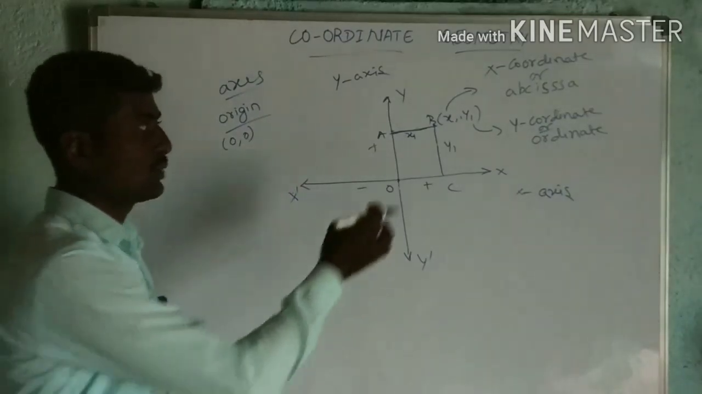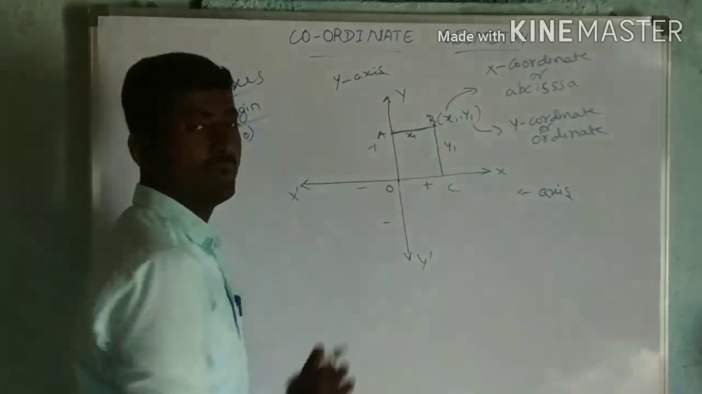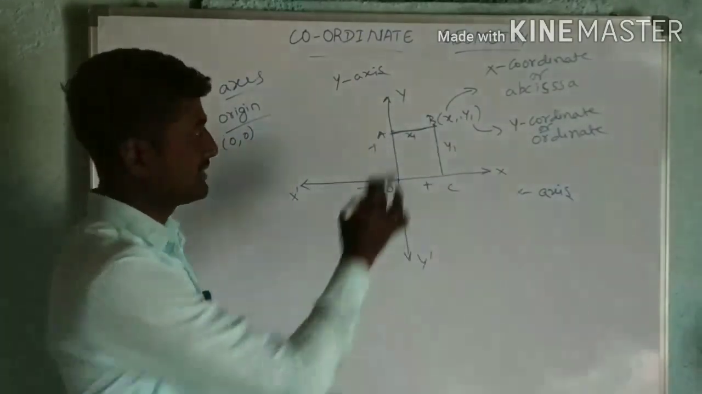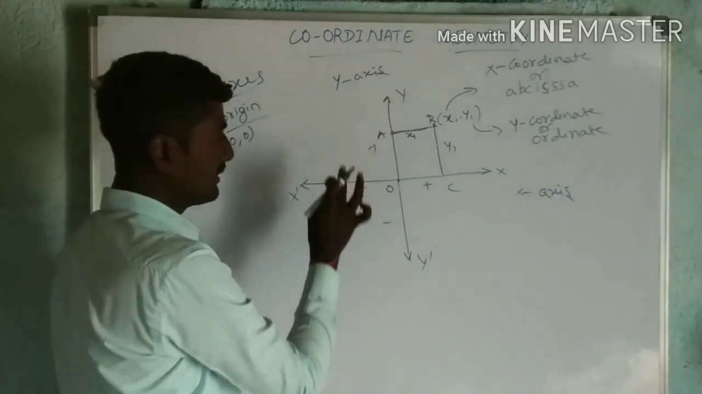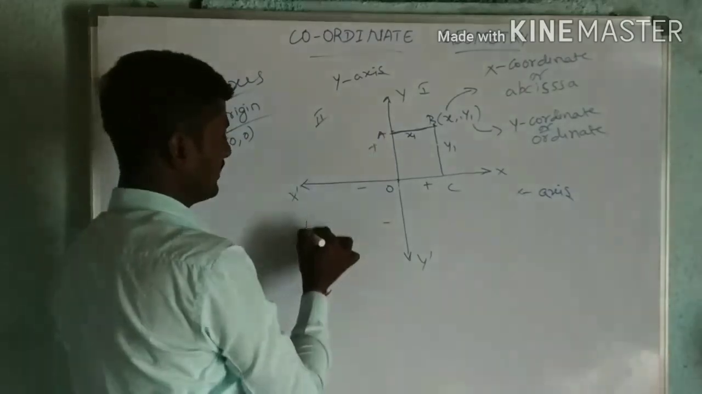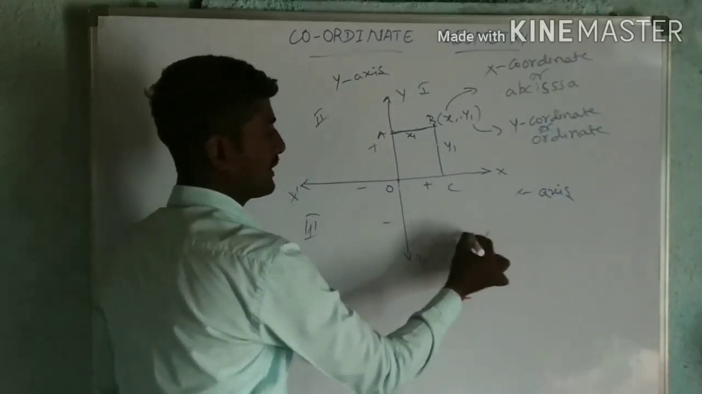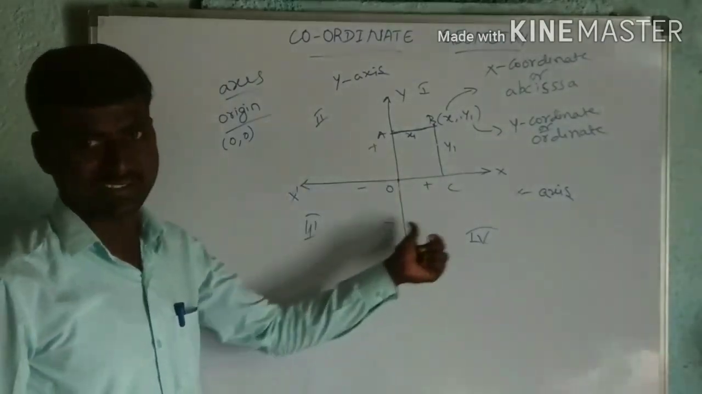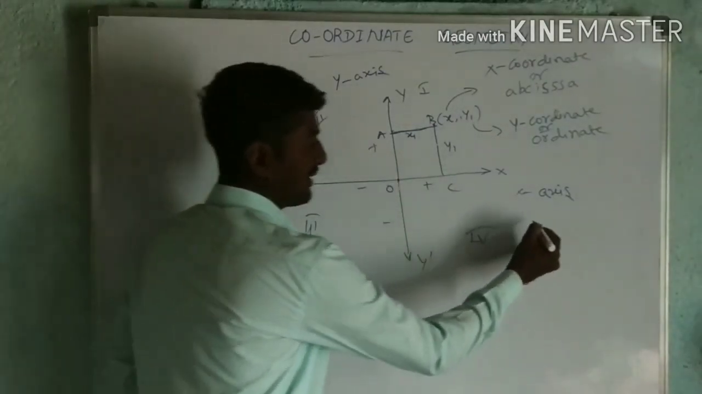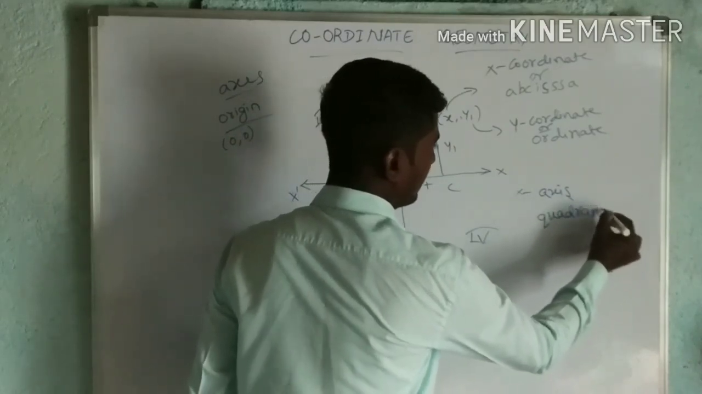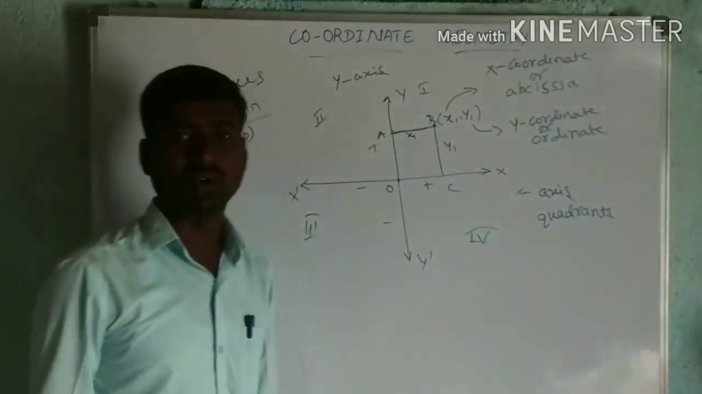Now let us consider one point B (x1, y1). I have taken that point in the first quadrant. This is the first quadrant, second quadrant, third quadrant, fourth quadrant. These are the four equal parts, and we call them quadrants.